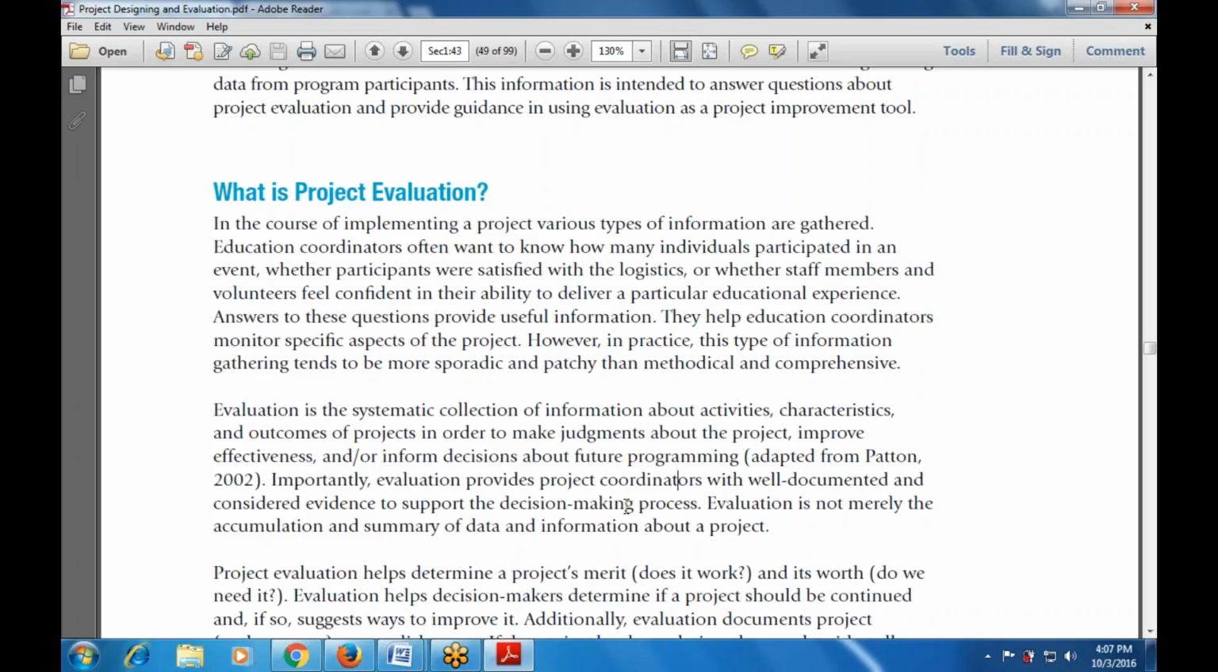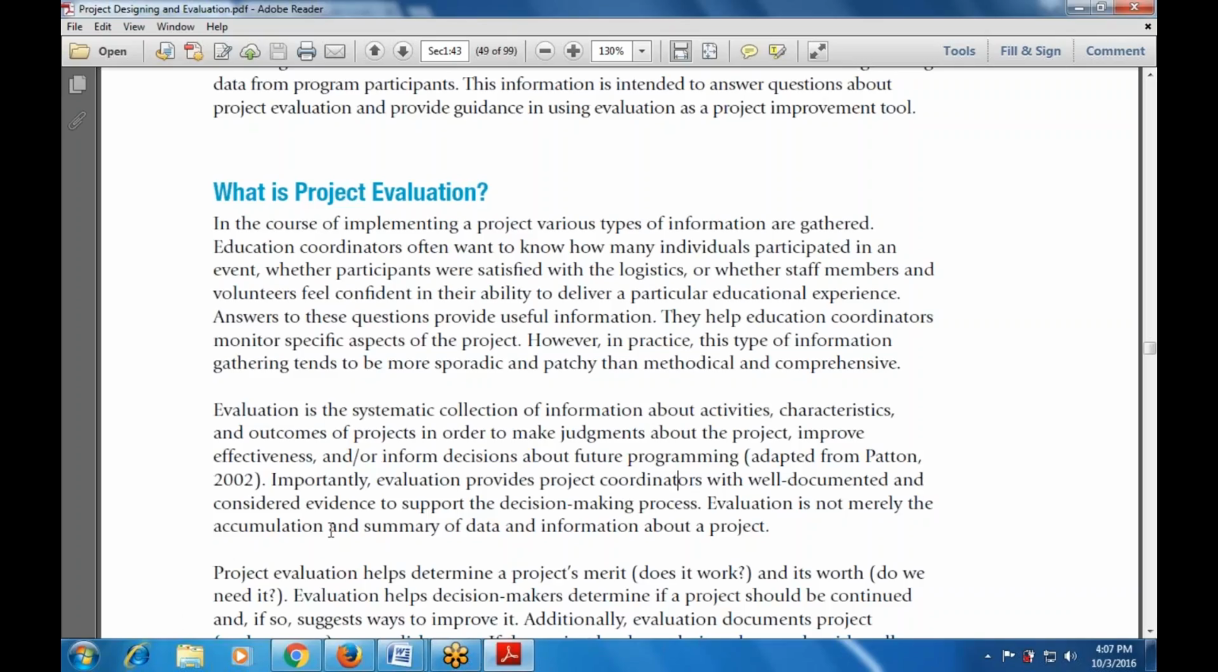That is the evaluation. So whenever we are doing an evaluation, it is a systematic collection of information about the activities, characteristics and outcomes of the project in order to make judgments about the project, improve effectiveness or inform decisions about future programming. It also provides project coordinators with well-documented, considered evidence to support decision-making. It is not only the accumulation and summary of data; we have to evaluate how things will be done, how we are going to use them, what benefits are considered, and why we are using the summary of the data and the information.